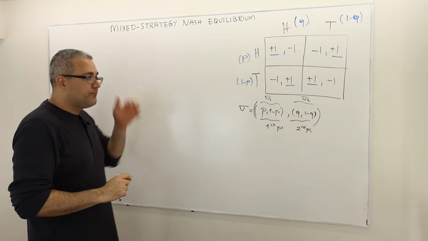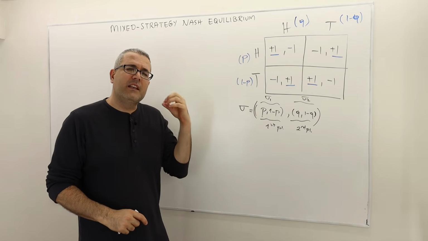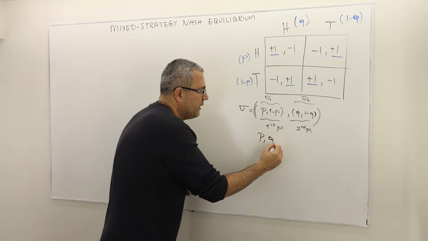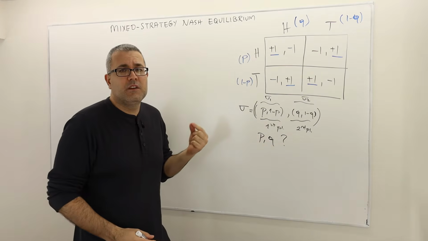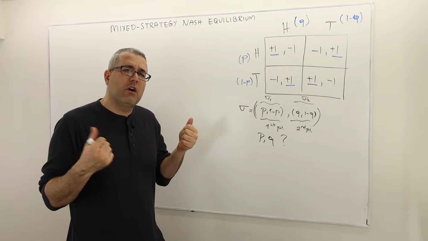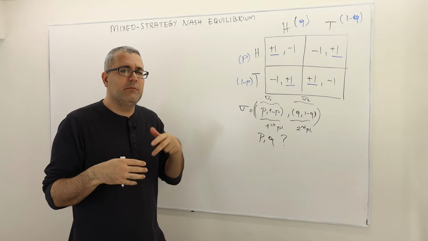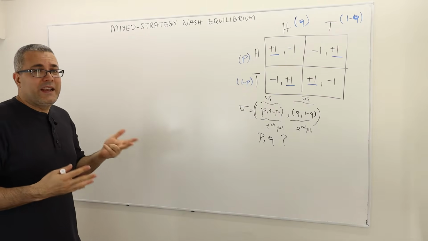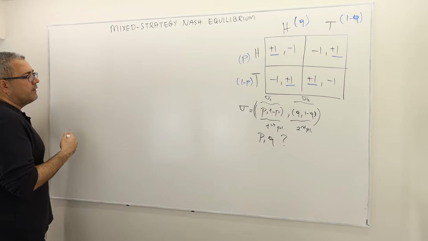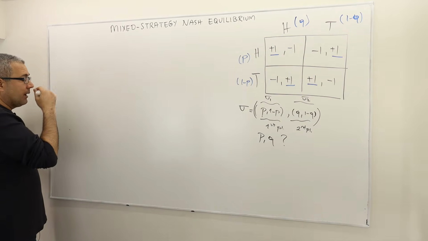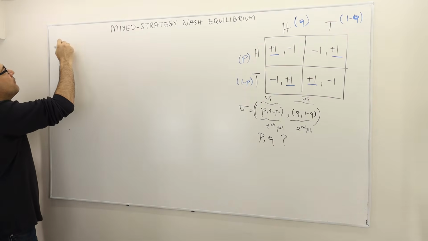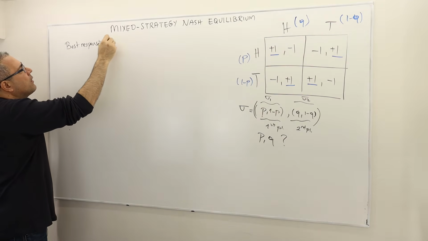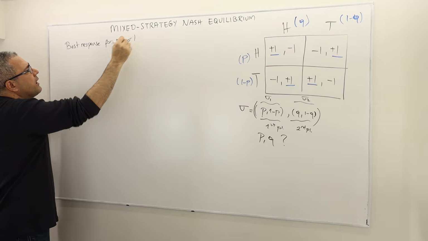So I need to find the exact value of these P's and Q's. What is P, what is Q? Don't forget P's and Q's are numbers between 0 and 1 because they are probabilities. They can't be less than 0, they can't be more than 1. So here's what we do. We again find the best response. So, finding the best response for player 1. Let's start with player 1.